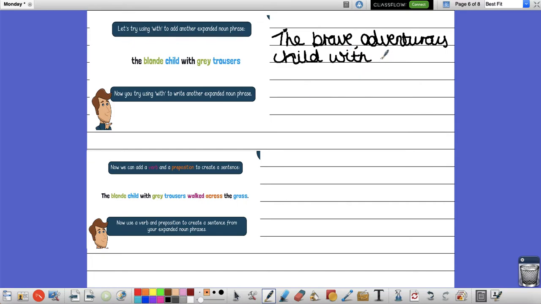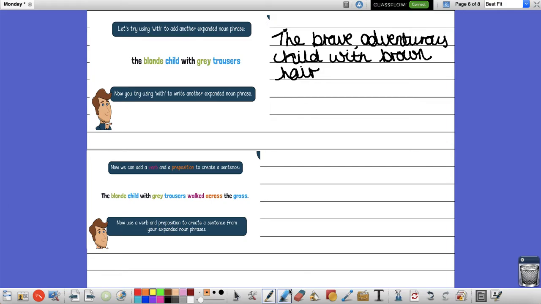Now I need to think about another noun here about the child. So I'm going to say that this child's got brown hair. So I'm going to use the adjective, the word brown, and then I'm going to put hair as my noun. Now I'll get my pen and my highlighters, so you can see them very clearly.